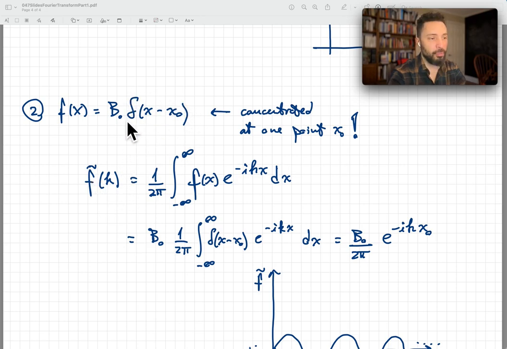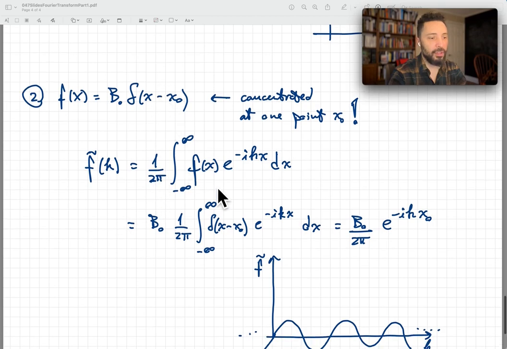It's again very simple because we have the delta of x minus x0. It's very easy to integrate. So we go ahead and put this in here for f of x, and we go ahead and do this integral from minus infinity to infinity, f of x e to the minus ikx dx divided by 2 pi. And so when I insert that in here, I get b0 1 over 2 pi, and then the integral between minus infinity to infinity of delta of x minus x0 e to the minus ikx dx. And this is an integral that is trivial to do because it just tells me go ahead and with the integrand and replace wherever it says x, put x0.